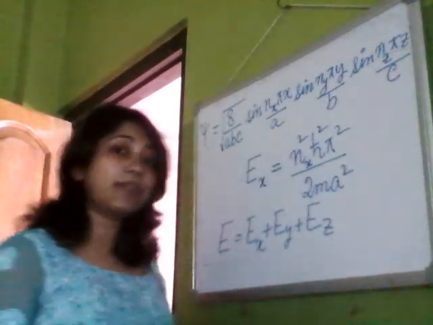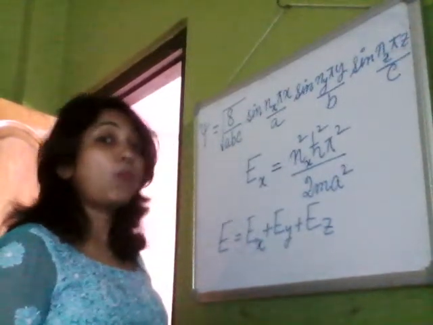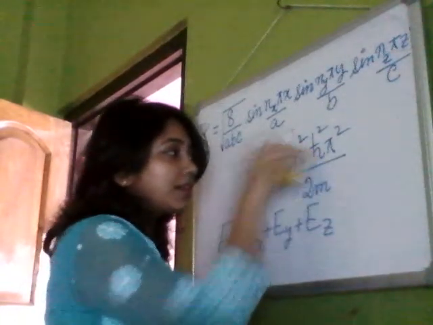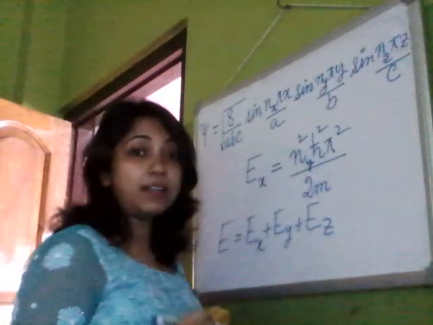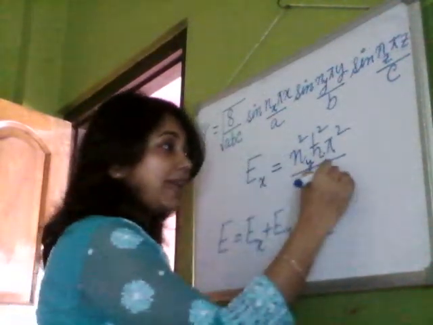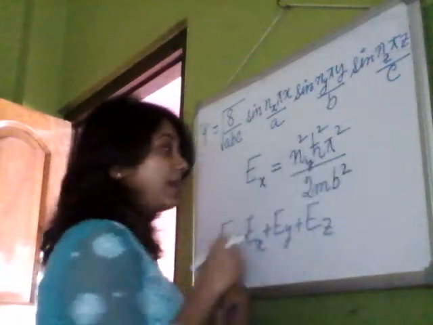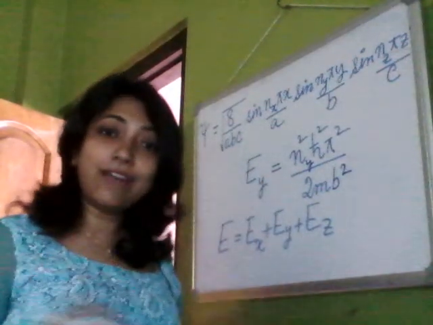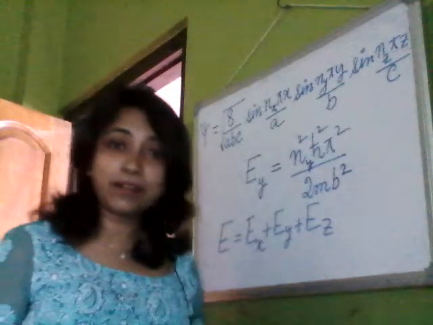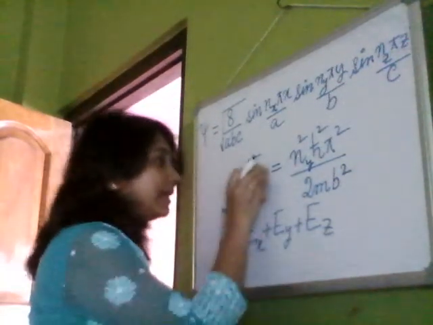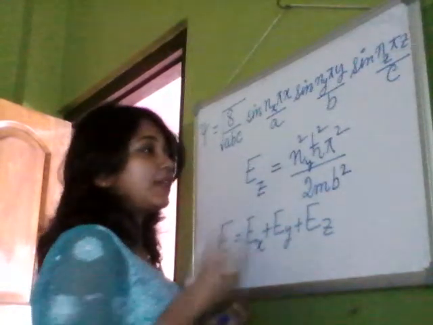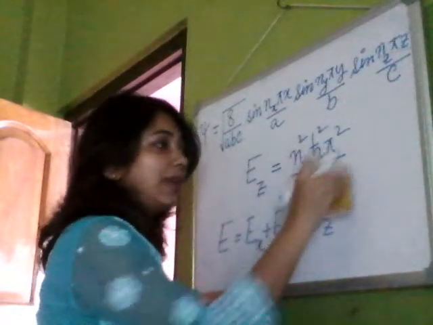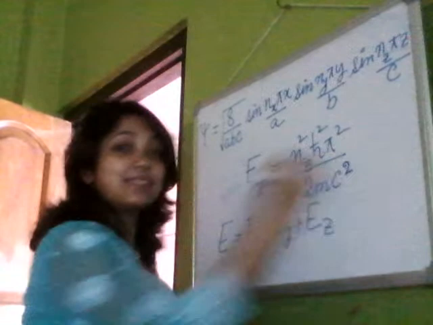Now, if I ask you to write down the value of Ey, what will you write? What will change? This n will now be the ny part. And instead of the term a square, I will be having b square, because b was how we had defined the potential box along the y-axis. So my Ey is this part. And then what will be Ez? Ez will be, instead of ny, nz square, and instead of b square, I will be writing c square.